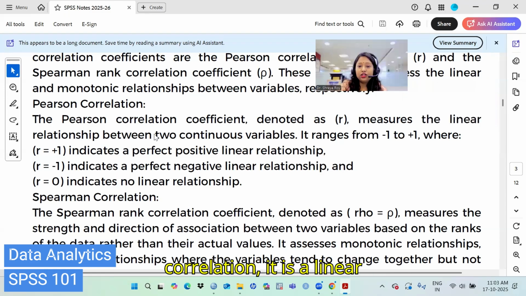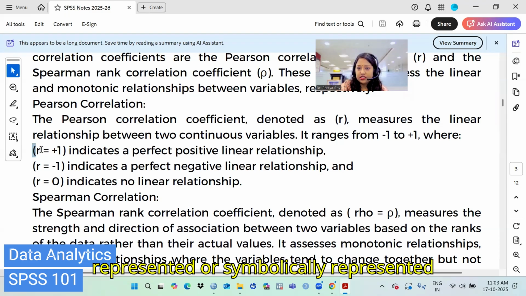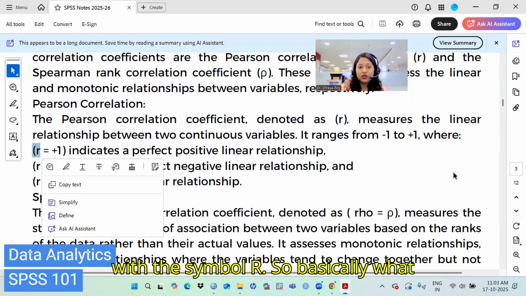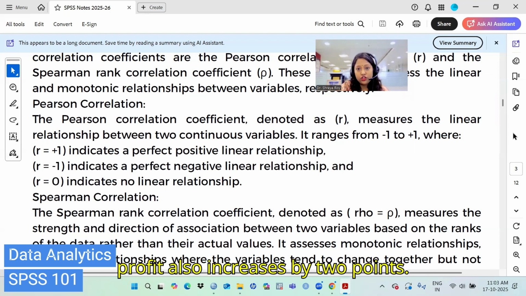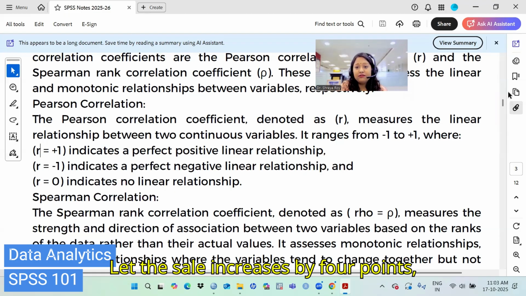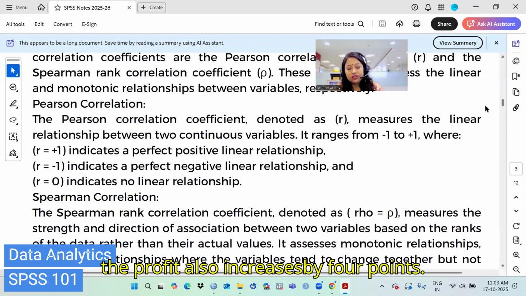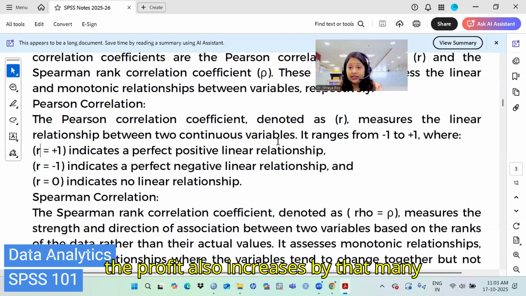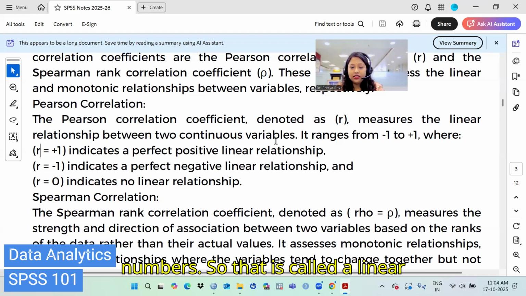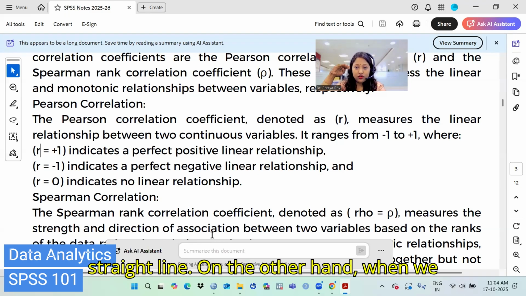So in Pearson correlation, it is a linear relationship, and it is symbolically represented with the symbol R. So basically what happens is, let's say if sales increases by 2 points, profit also increases by 2 points. Let's say sales increases by 4 points, the profit also increases by 4 points. So what do we see? There is a linear relationship. As much as sales increases, the profit also increases by that many numbers. So that is called a linear relationship. So it's going to be a straight line.